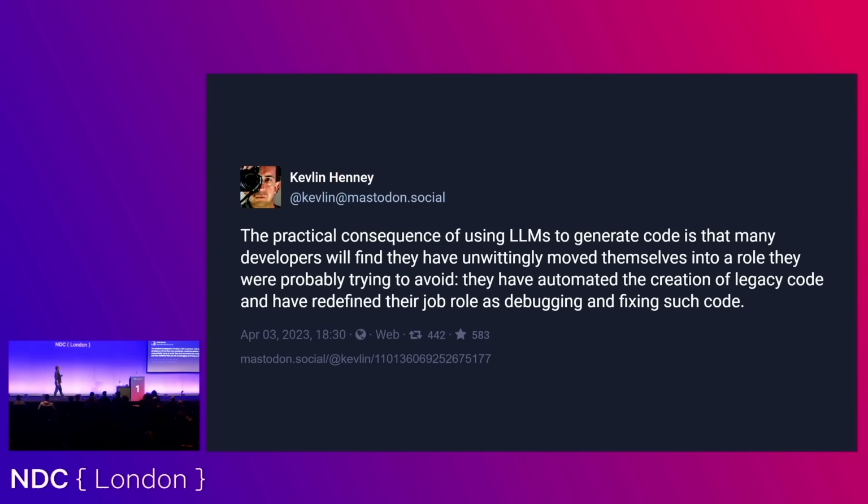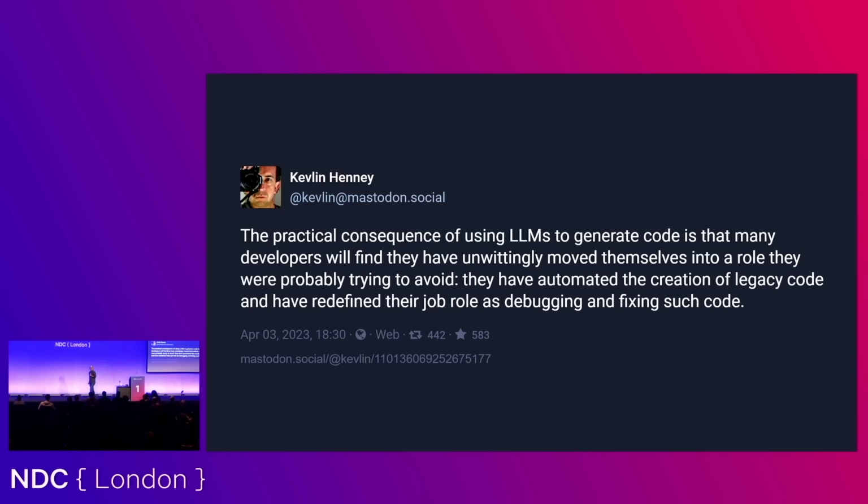This was April last year. So I posted this on Mastodon. Practical consequence of using LLMs to generate code is that many developers will find they've unwittingly moved themselves into a role they were probably trying to avoid. They have automated the creation of legacy code because who wrote it? Well, somebody else. It wasn't me.